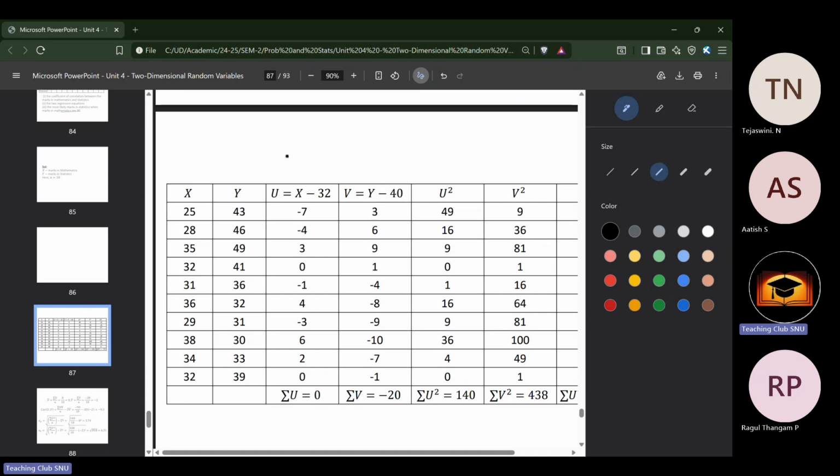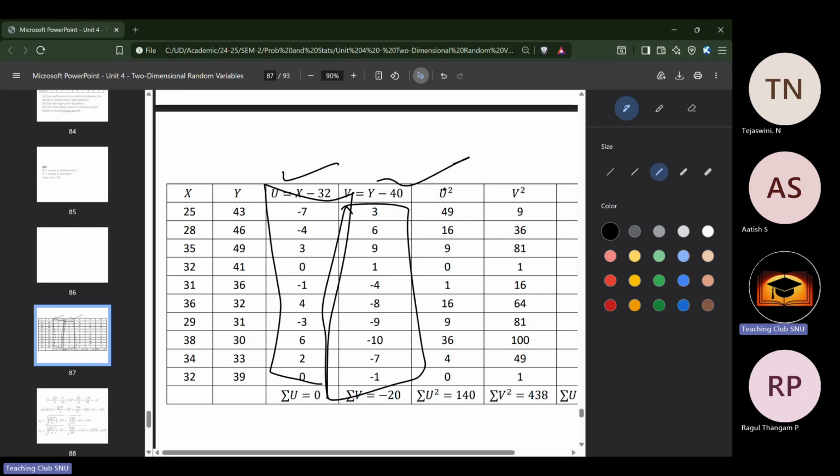So U, I take another value called U and I subtract it from 32. This is going to give you nice, very small values. Similarly for V as well, very small values will be given. So you got U, you got V.